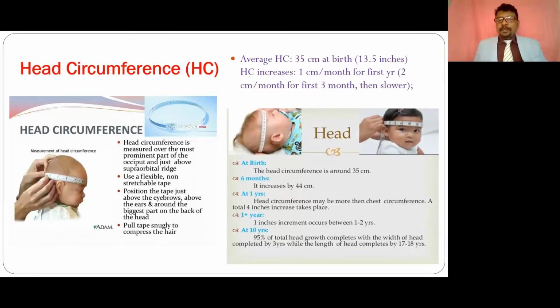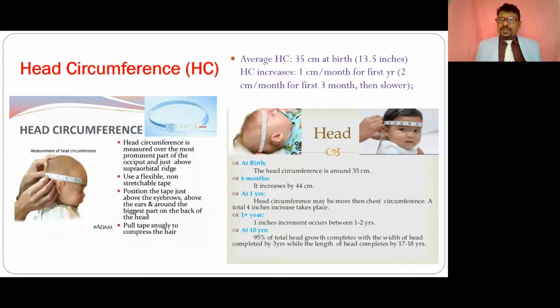Why? Some babies may have a small head circumference, or some may have a large head circumference. So why do we have to check the head circumference? It is very important, because if the baby has any abnormality in the head, or brain abnormalities, or any congenital abnormalities, we can identify them by checking the head circumference.